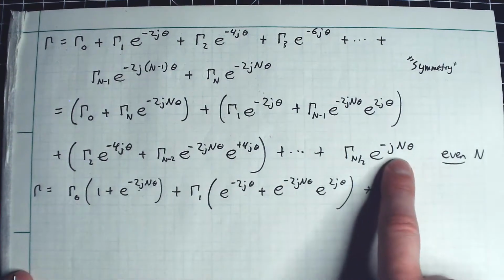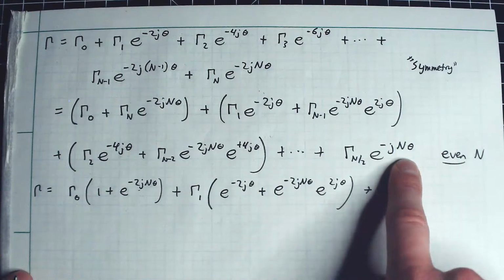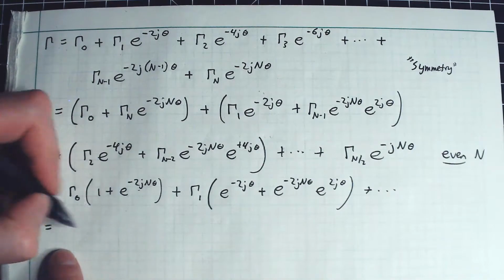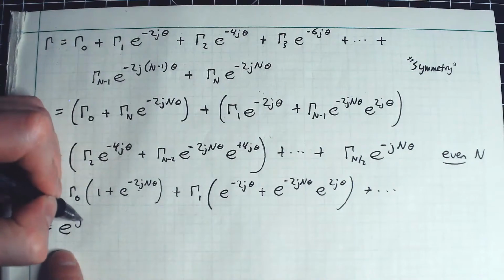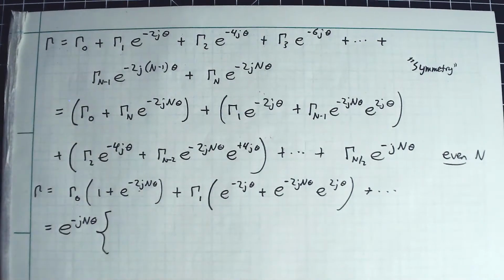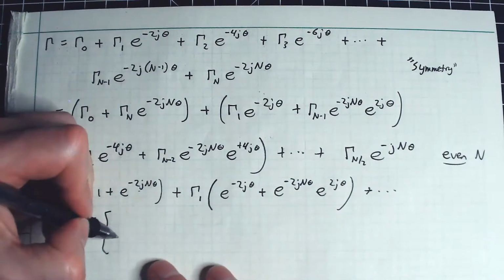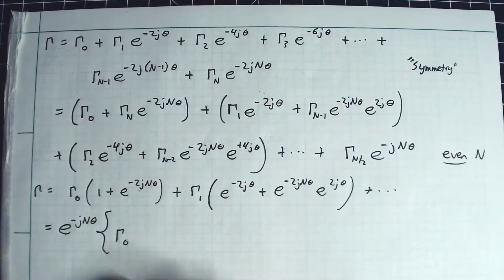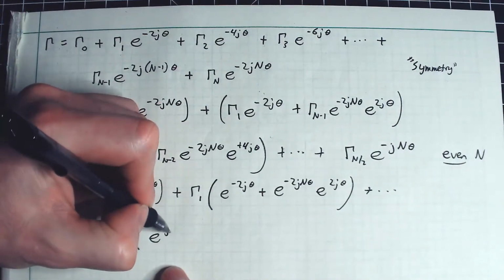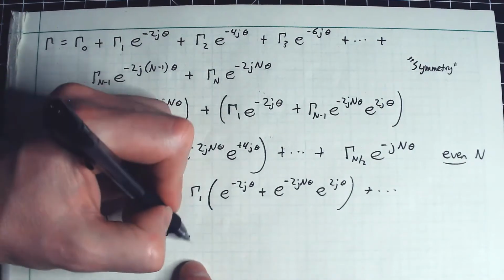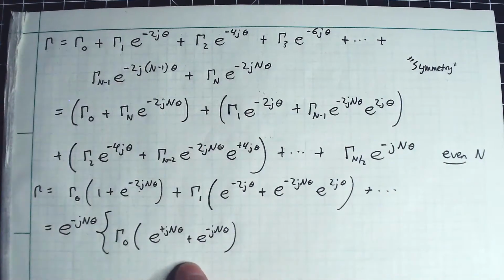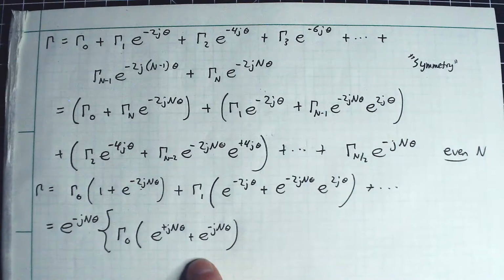I'm going to factor out this term here, e to the minus j n theta. So what you'll get is e to the minus j n theta. And something interesting happens when I make this little factorization. I get a gamma sub 0 times e to the plus j n theta plus e to the minus j n theta. Isn't that interesting, right? Because remember, that's going to be a cosine there.